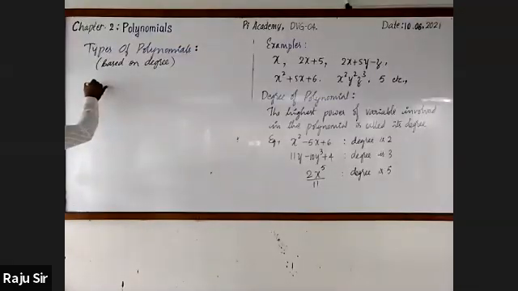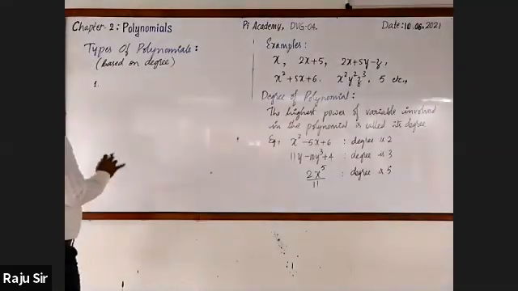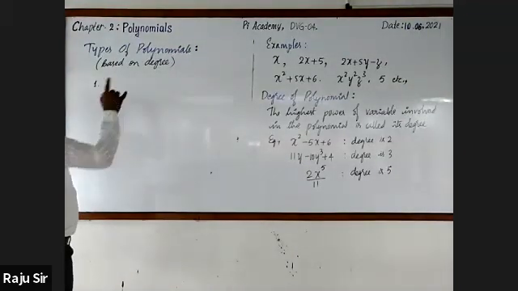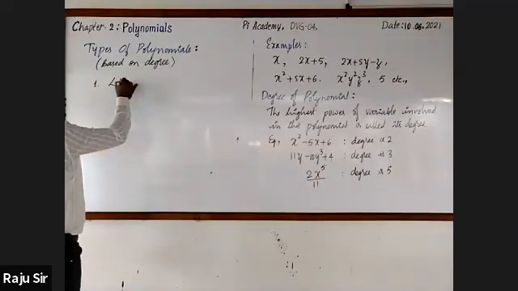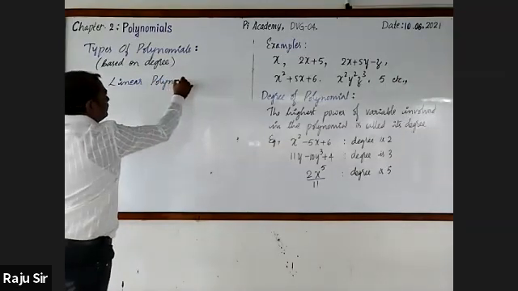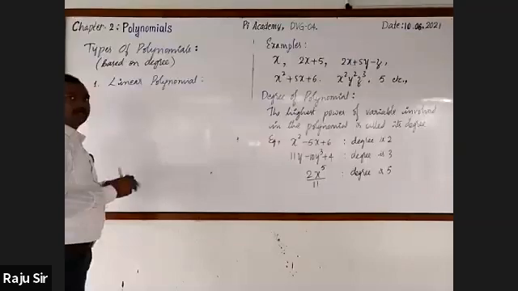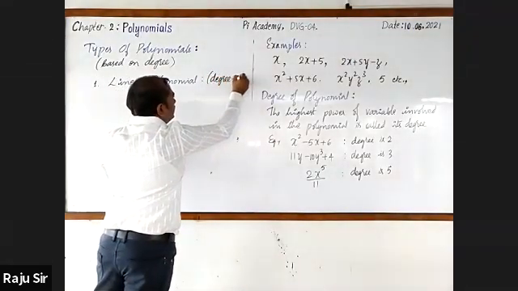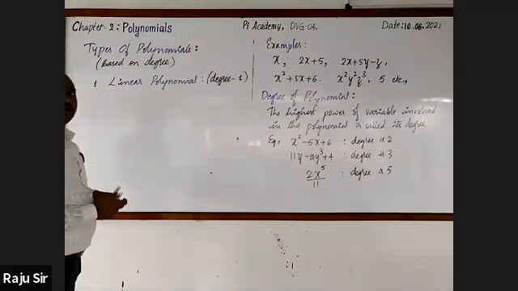First one. I won't give you the definition, you just have to write that particular type. A polynomial of degree 1 is linear polynomial. In brackets, you may write its degree is 1.